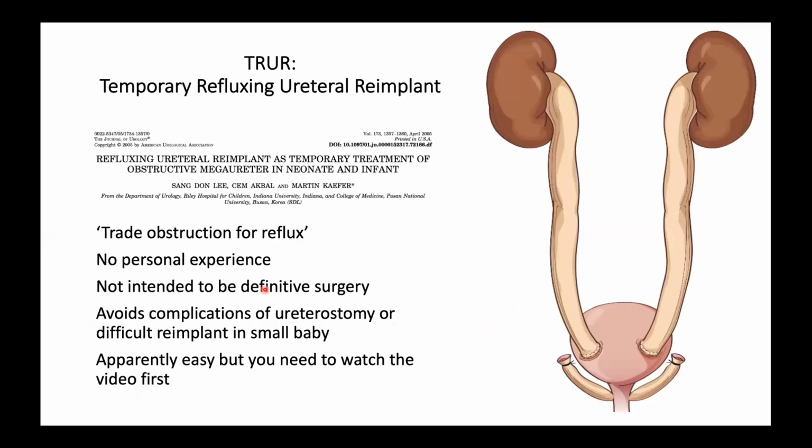The TRUR, which was described in Indiana, which is temporary reflexing urethral reimplant. And essentially, this is once again for babies who are either too small or too sick for a full tapered or remodeled reimplant. The idea being here that you spare the patient a stoma, and then in bilateral disease, you're still going to allow the bladder to cycle and to fill.